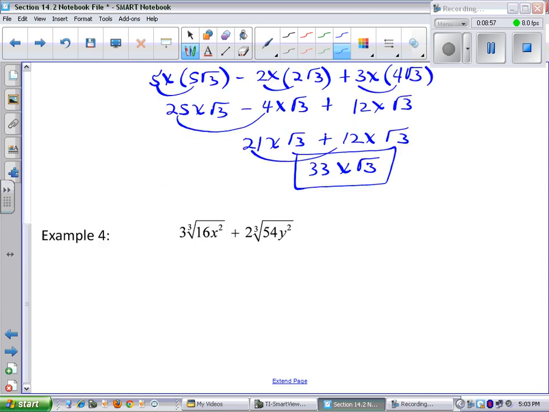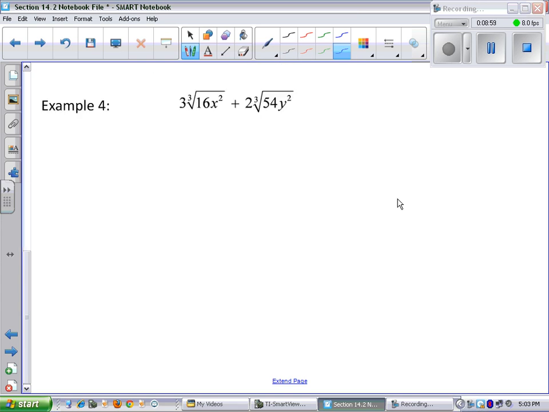Last example. Now this x squared is going to stay underneath the radical, and so is the y squared, because if I try to do the cube root of x squared or the cube root of y squared, you see that 3 doesn't divide into 2 evenly. 2 is smaller than 3. So basically, I'm going to leave the x squared underneath the radical.